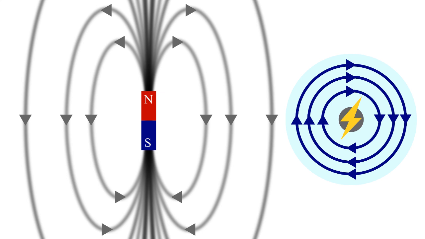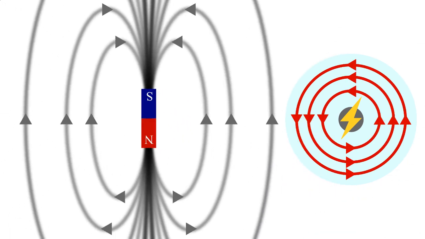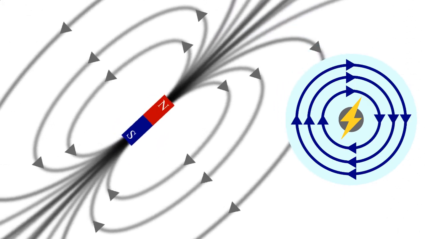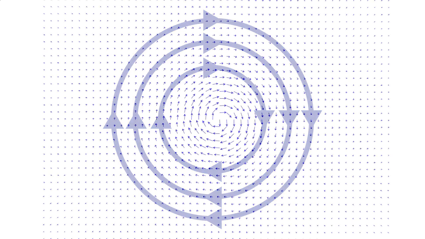Notice that the loops on the right side of the magnet point clockwise when the north pole is facing upwards and point counterclockwise when the north pole is facing downwards. You can think of changing the direction of a magnetic field as rotating a magnet by 180 degrees. To simplify things even further, we'll represent the field lines by drawing an arrow at each point in space that points in the same direction as the nearest field line.